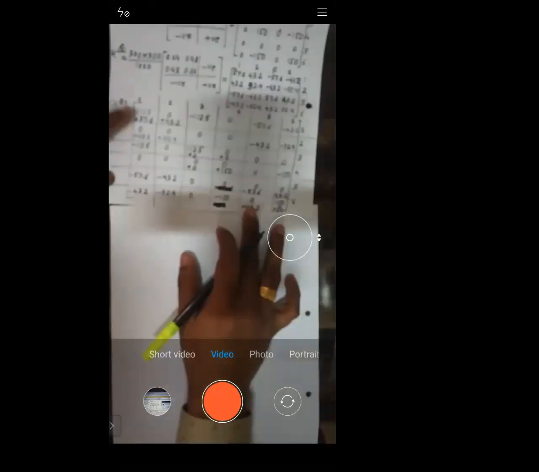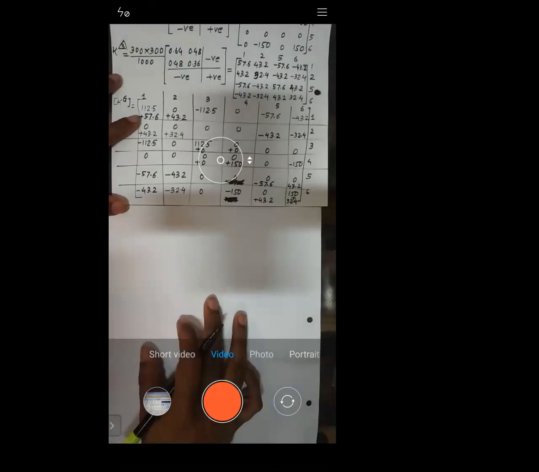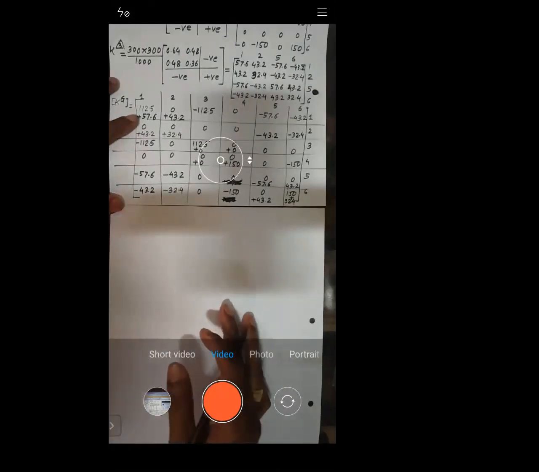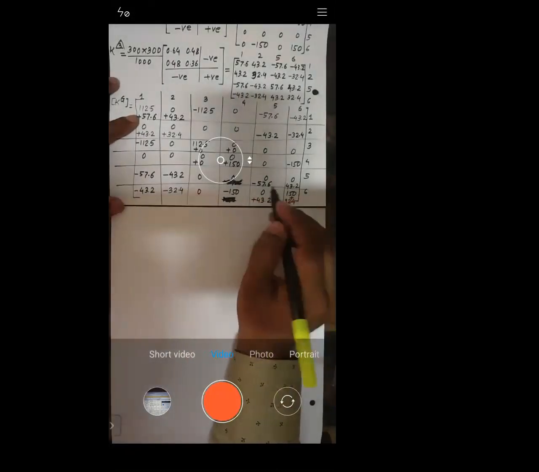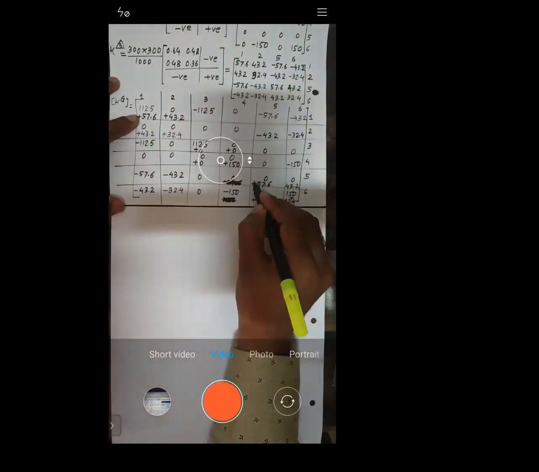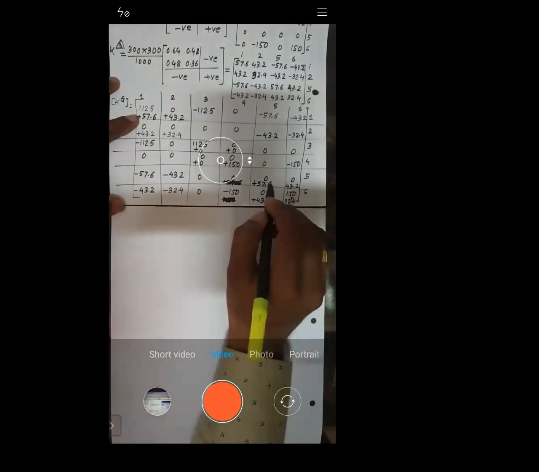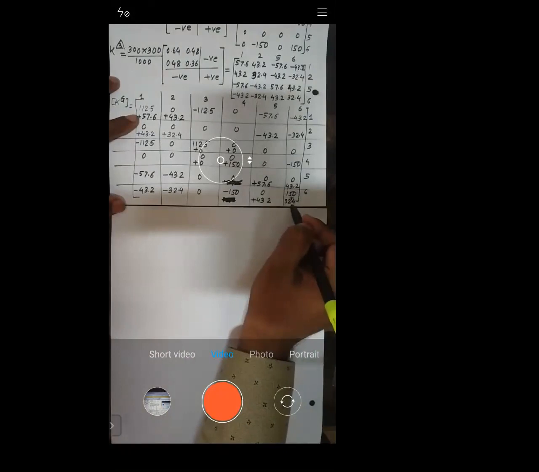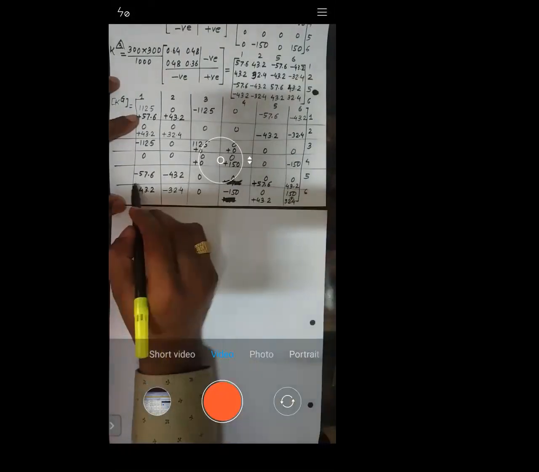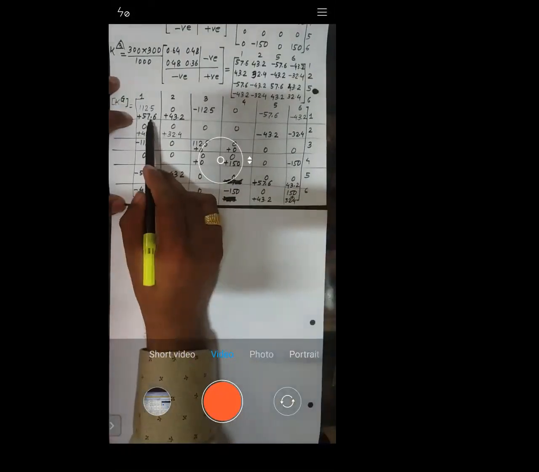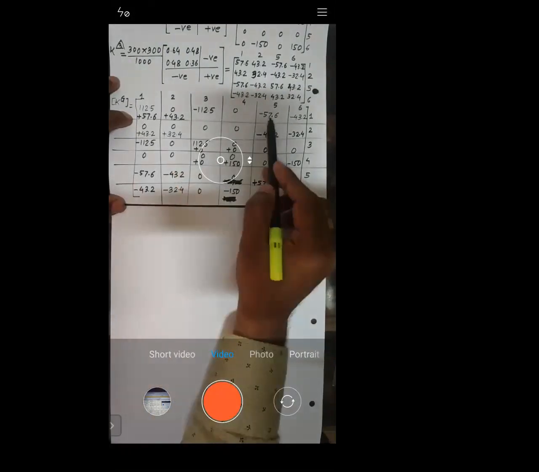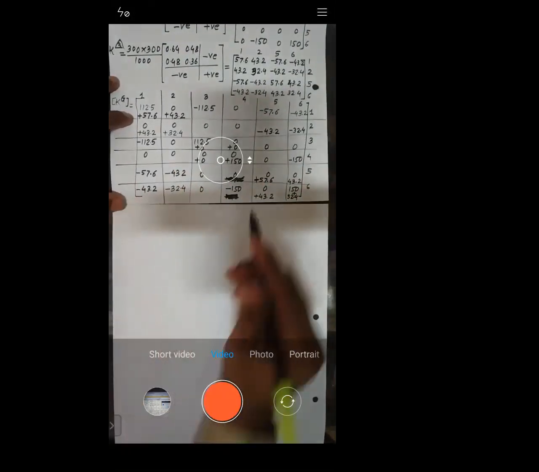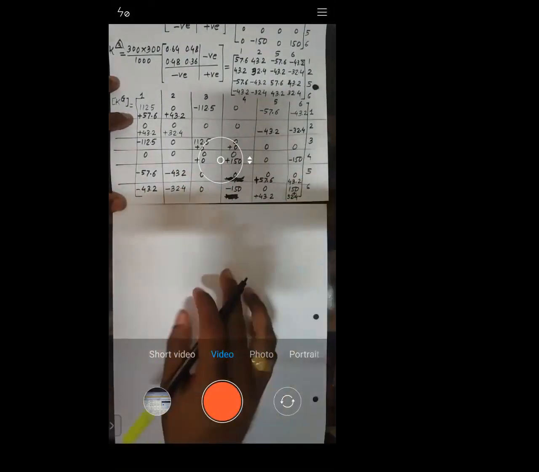Excuse me, sir. In fifth row, fifth column, it is plus 57.6, not minus. Yes, this value is plus 57.6, 43.2, 43.2, 32.4. Right. Plus, minus. Okay. Now just do that.